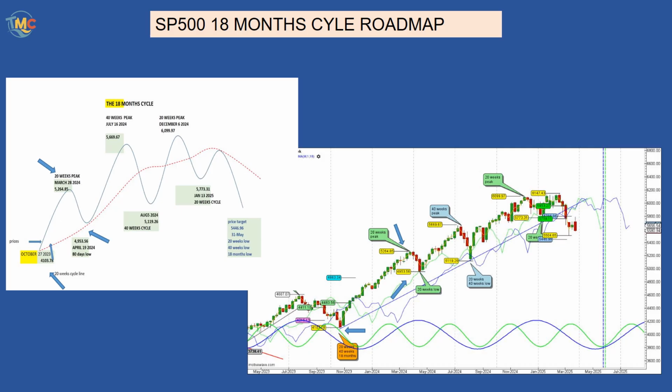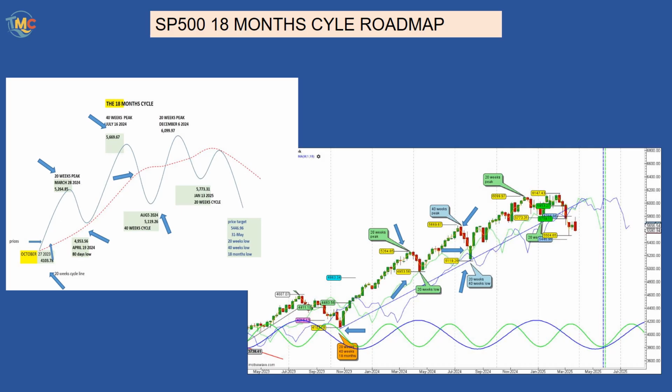Then the S&P 500 rebounded and formed its 40-week cycle peak at 5,669.67 in July 2024. Then, as expected during the second 20-week cycle and the first 40-week cycle, the S&P 500 crossed below its cycle line and provided a 4,939 target in August 2024. The 40-week low of 5,119.26 missed its target, which is a bullish sign.